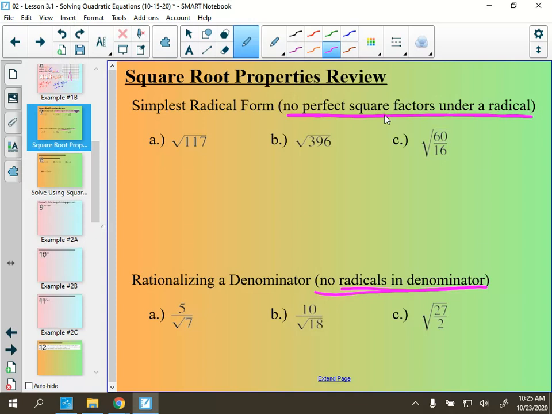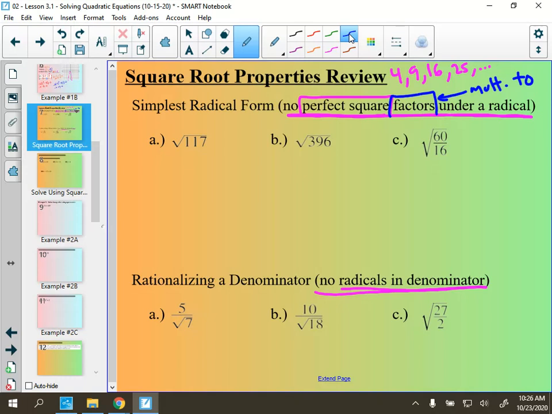So first thing, what the heck is a perfect square factor? Let's talk about the perfect square part. Examples of perfect squares: one would be a perfect square, but it doesn't help us a ton. We're talking more like 4, 9, 16, 25, 36, 49. Those are perfect squares. And factors are numbers that multiply to some other number. We can't leave those underneath there.